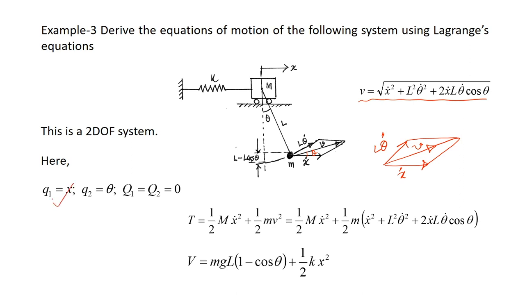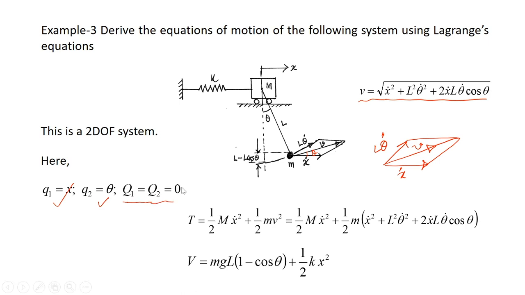Here you can see that two generalized coordinates are there. One is q 1 is equal to x, q 2 is equal to theta. So, the motion is described by two generalized coordinates x and theta, and then we can observe from this figure that q 1 and q 2 are 0.